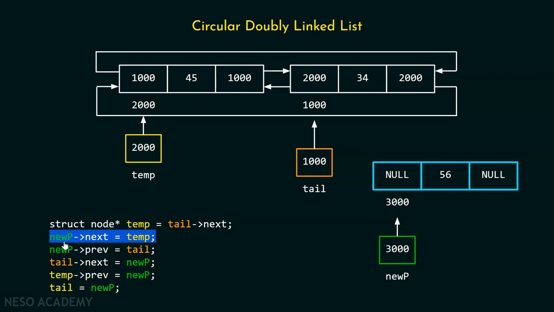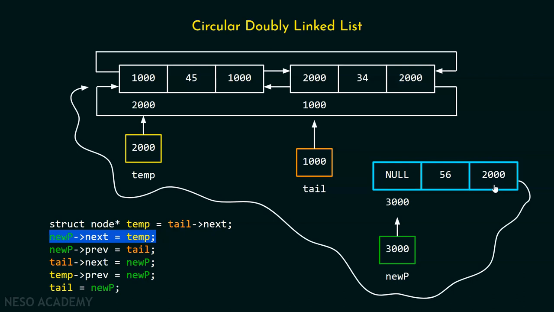First we will understand this line of code, that is newp next equal to temp. Here we just want to update the next part of this node so that it can point to the first node of this list. Now let me tell you why. Because this is a circular doubly linked list, right? Here the last node is also pointing to the first node of this list. That is why it is important to update the next part of this node so that it can point to the first node, because this is going to be the new last node of this list. So let's update the next part of this node. You can see that now it is pointing to the first node of the list.